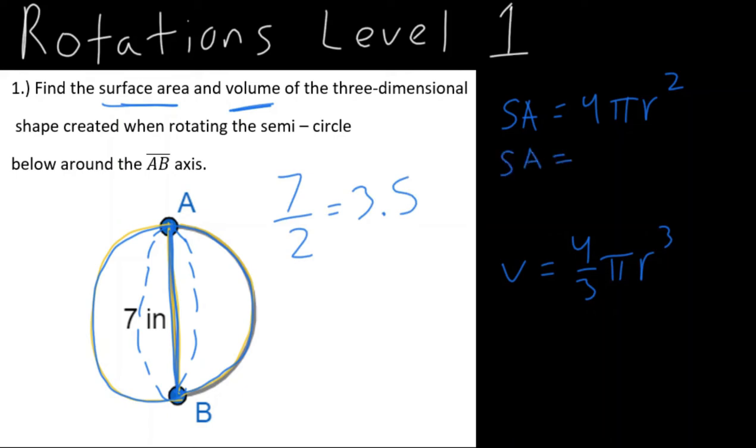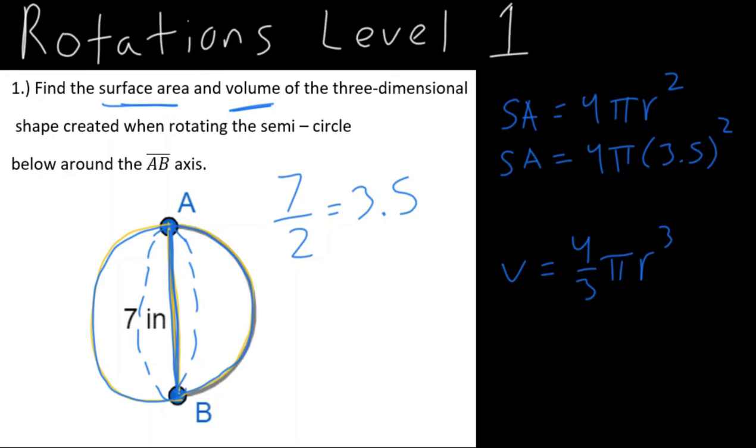The surface area will be 4 times pi times 3.5 squared. Well, let me go ahead and grab my calculator. And while I won't write it down, I'll just talk you all through this. You can follow along. 3.5 times 3.5, or 3.5 squared, will give us 12.25. The next thing we do is multiply that by pi, which gives you 38.48, times that 4.